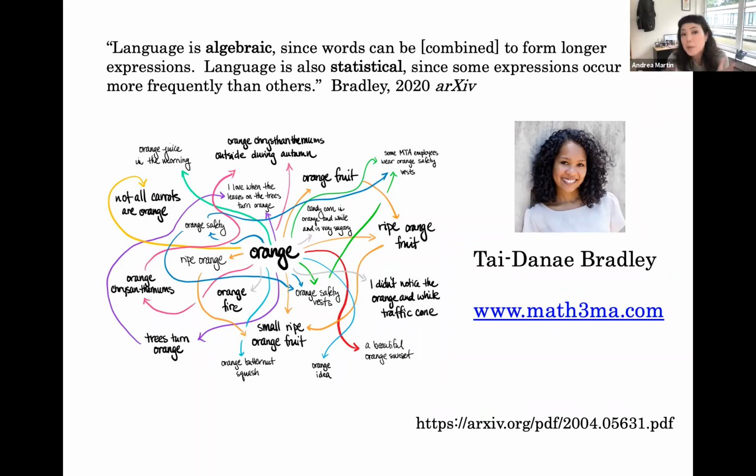She says, language is algebraic since words can be combined to form longer expressions, but language is also statistical since some expressions occur more frequently than others. That's just a summation of the problem and a great series of sentences there, to me. But anyway, I'm mentioning it here so you can check out her blog for accessible and insightful lessons in category theory and other mathematical formalisms for language.